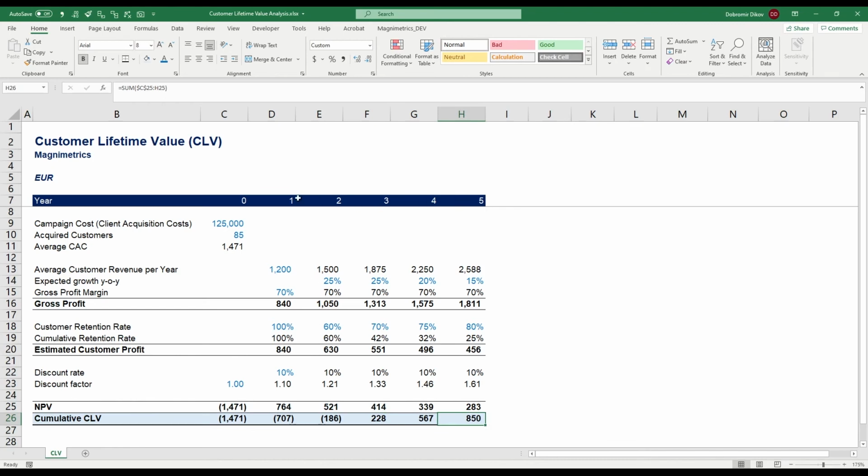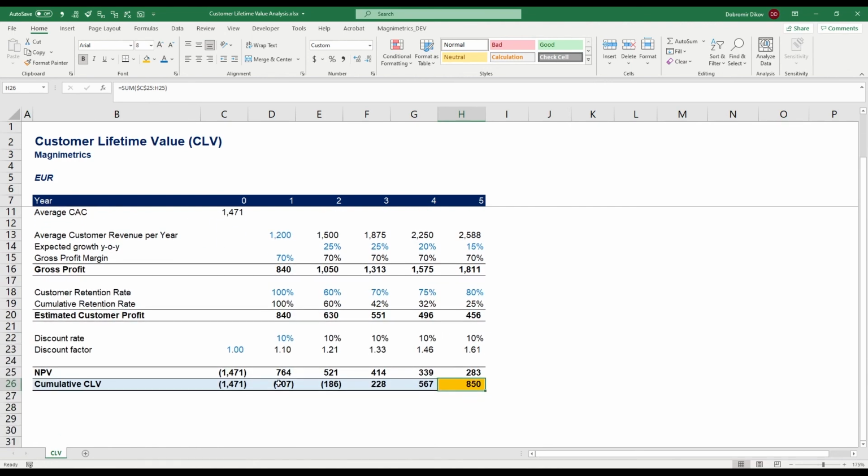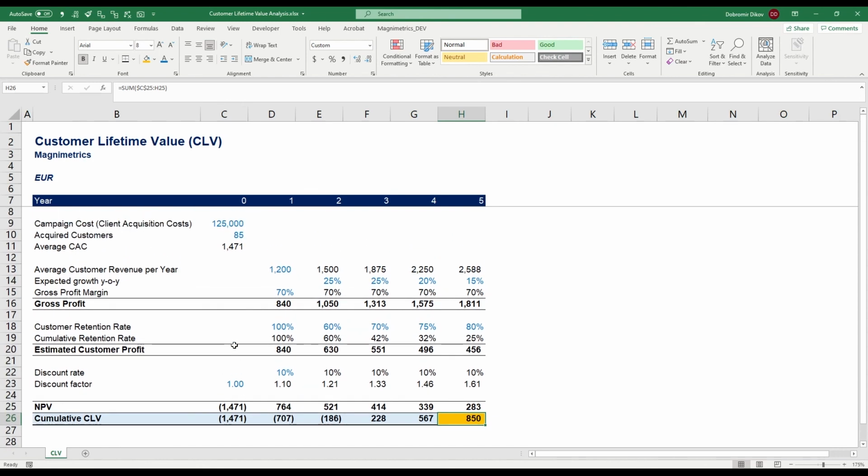As we are considering 5 years as our average lifetime cycle, the cumulative customer lifetime value in the fifth year will be 850 from today's standpoint. And this gives us pretty much the value that a single customer from this cohort will bring to our business over the next 5 years from today's standpoint. So we will spend close to 1500 to get this customer on board, but he'll not only cover this expense, he's also going to bring additional value that's equivalent to 850 euro from today's perspective.